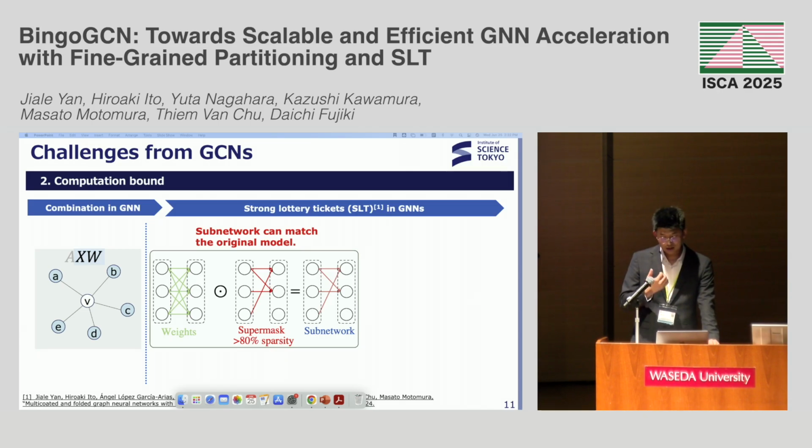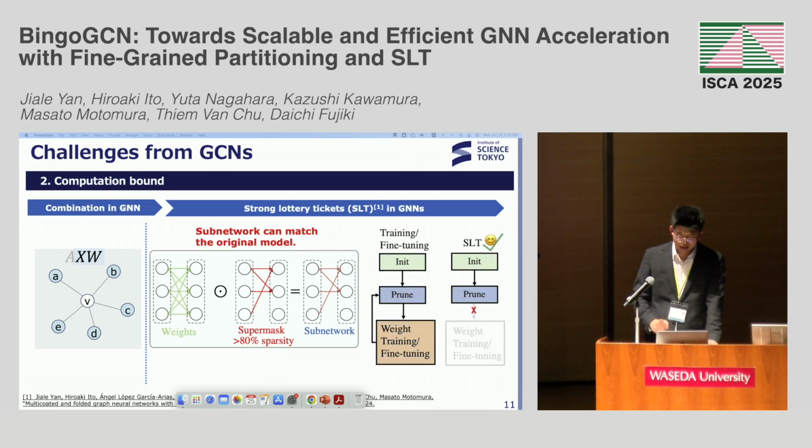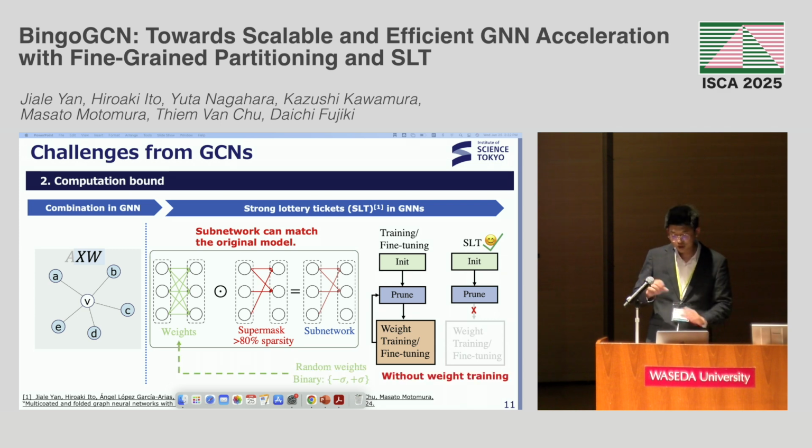Here we use a learnable supermask to select a sparse subnetwork. Moreover, instead of training the weights, all weights are randomly generated without any fine-tuning. It's amazing, right? This leads to large potential benefits for hardware design since we don't need to access them from DRAM, we can generate them on the fly.